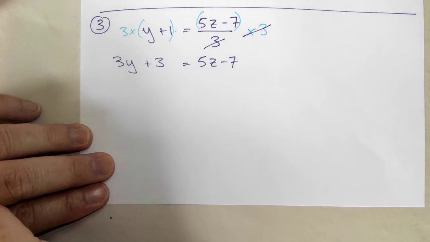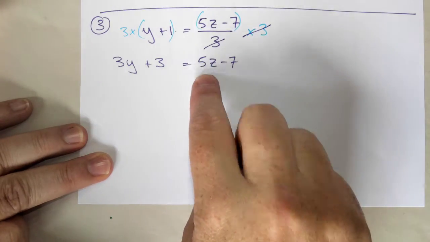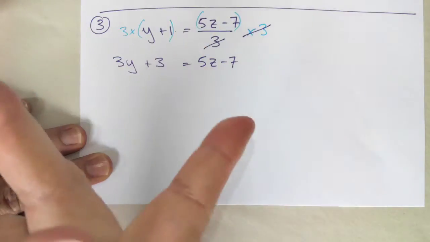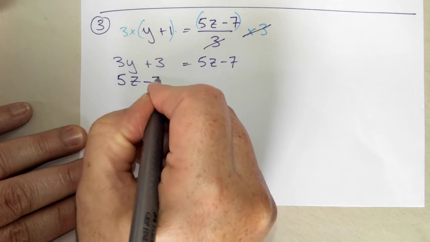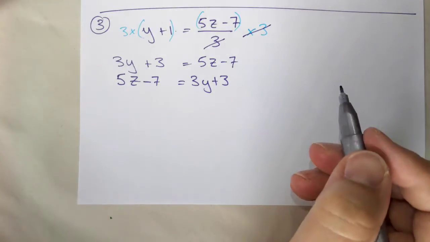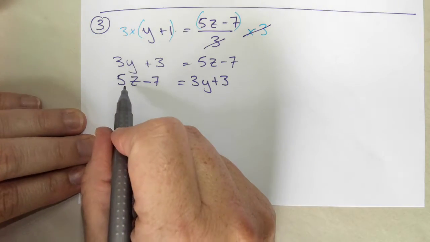Okay, now I'm going to do the cool little trick that I did before. I want to keep z positive, so if I take all of that, switch it over, take all of that, switch it over, I literally just switch that backwards and forwards, and that's going to give me 5z take away 7 is equal to 3y plus 3. I've just switched the whole thing around. So now I've got my z on my left.